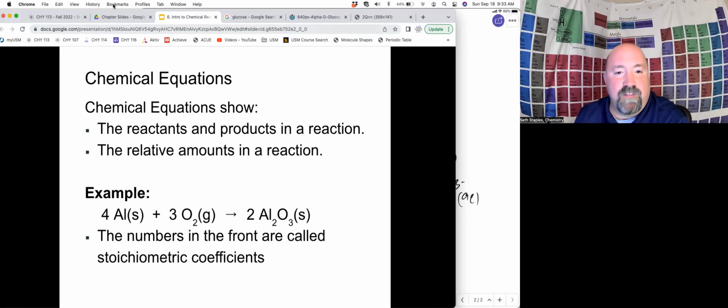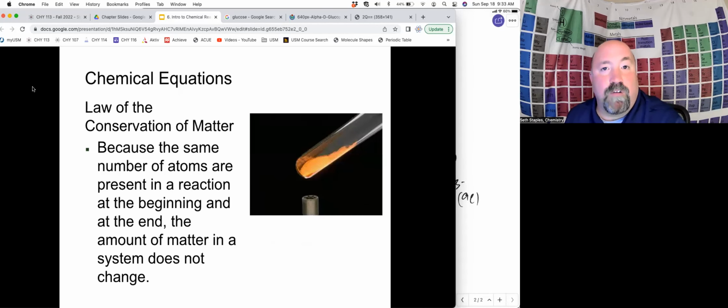And so what this means in this equation is that 4 aluminum atoms are coming together with 3 O2 molecules, and they form 2 aluminum oxide molecules, 2 Al2O3s. And we'll see where these coefficients come from in just a second. The bottom line is that they come from the law of conservation of matter. We haven't really talked about these chemical laws yet, but this is a biggie.